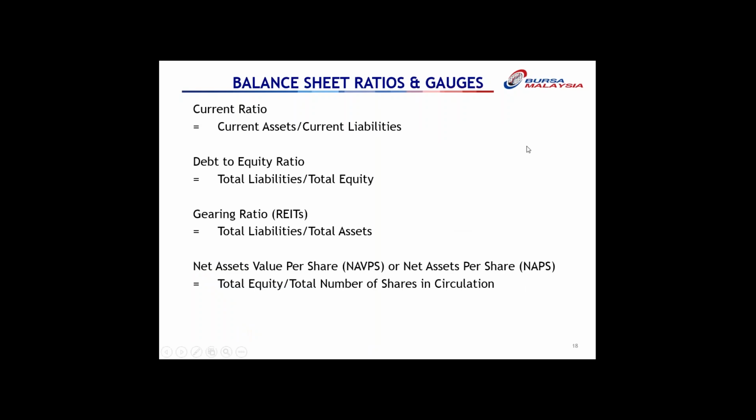So, balance sheet ratios and gauges. Now most important is the current ratio, which is measured as the current assets divided by the current liabilities. The debt to equity ratio is total liabilities divided by total equity, and then the gearing ratio. Gearing ratio is normally calculated for REITs. For companies, it is good enough to use a debt to equity ratio. Okay, but in the case of REITs, it is actually total liabilities divided by total assets.